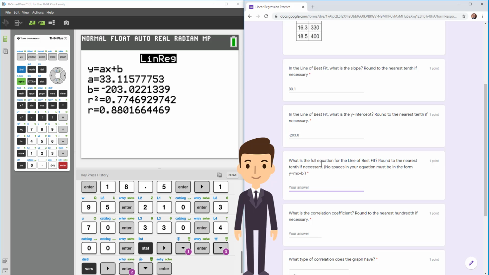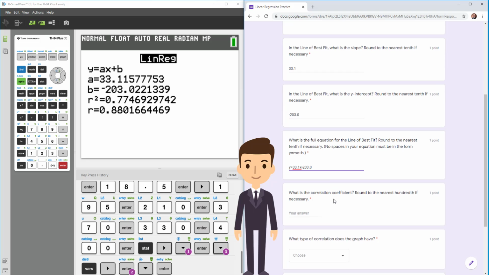What is the full equation for the line of best fit here? It's going to be y = 33.1x − 203.0. Basically, what I've done is I've just put in the data like I had it. Once again, I have my slope and my y-intercept.